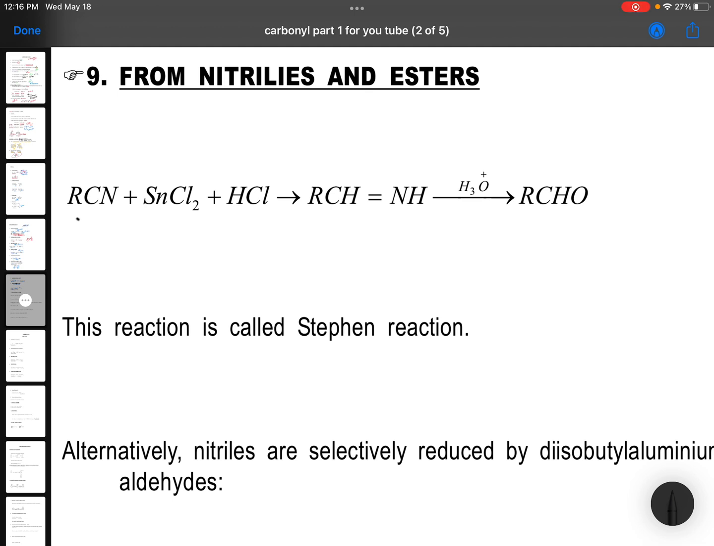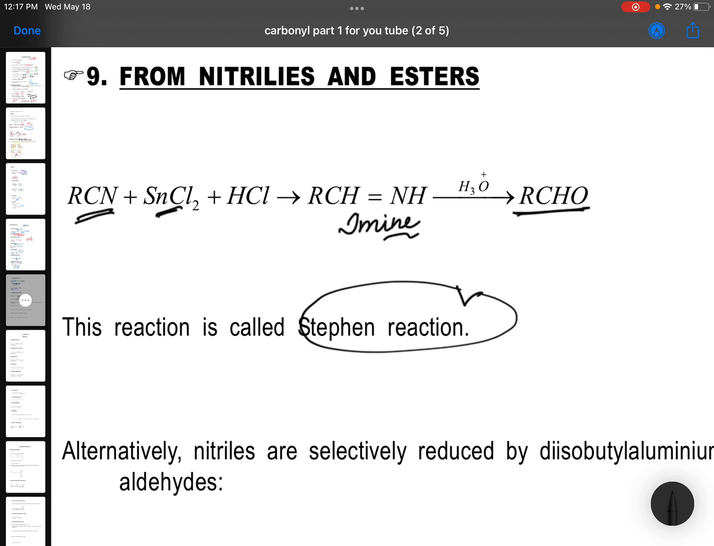From nitriles and esters. Nitrile is cyanide. When you are using it with SnCl2, this reaction is called Stephen's reaction. In Stephen's reaction, first of all, an imine is formed. RCH=NH is called imine. This imine on further hydrolysis gives you aldehydes. Cyanide to aldehyde in the presence of SnCl2. Very, very important reaction. Rosenmund reaction and Stephen reduction both are very important. Cyanides are converted to RCHO in Stephen's reaction.